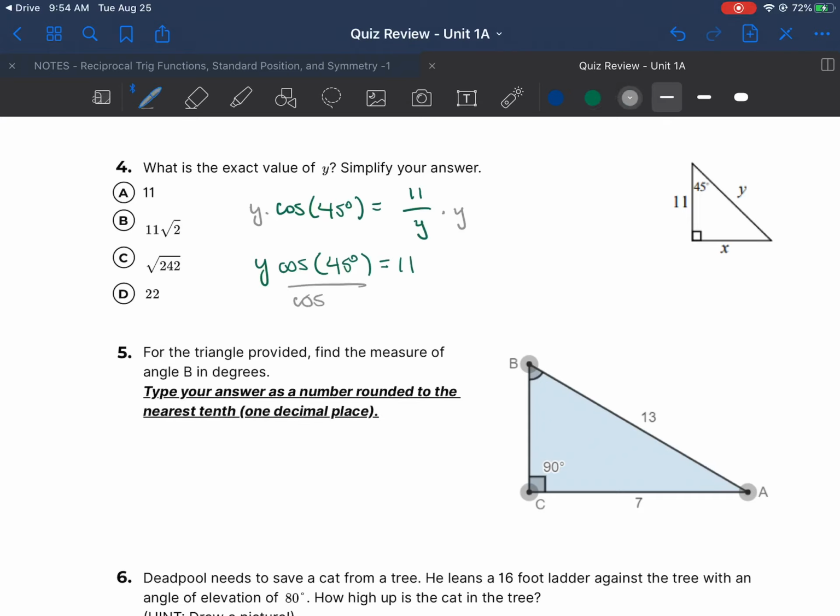And then let's go ahead and divide both sides by the cosine of 45 degrees so that we can isolate for y. And this is going to tell us that y is equal to, and let's go and plug that in, 11 divided by the cosine of 45 degrees, 11 square root of 2. Which is answer choice B.